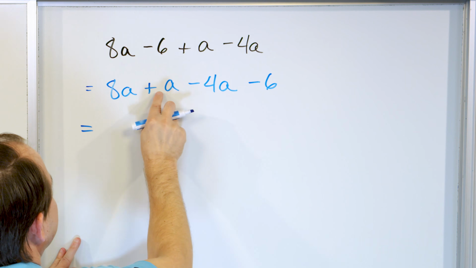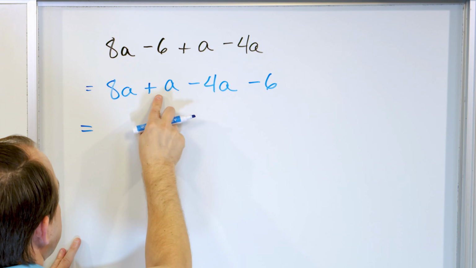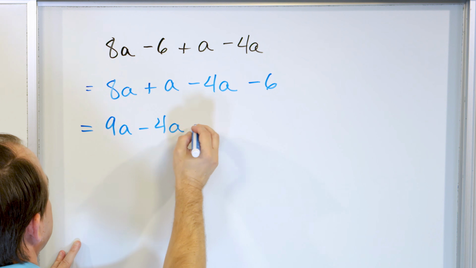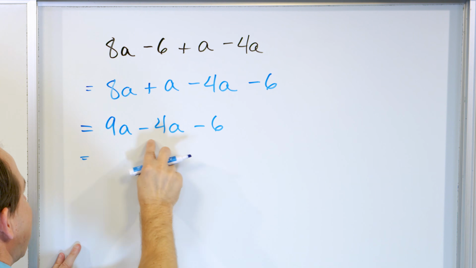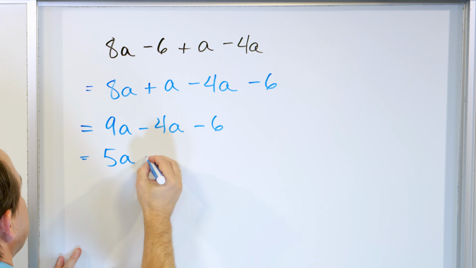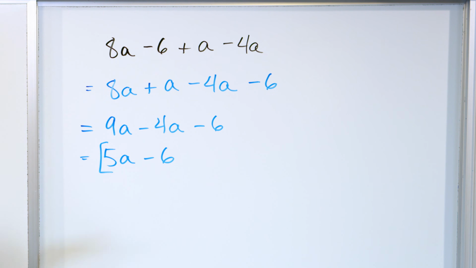Now what is 8 plus 1? Because there's an invisible 1 here. That's 9. So I can write this as 9a minus 4a minus 6. And now again I have like terms. What is 9 minus 4? 5. So 5a. And so the answer is 5a minus 6.